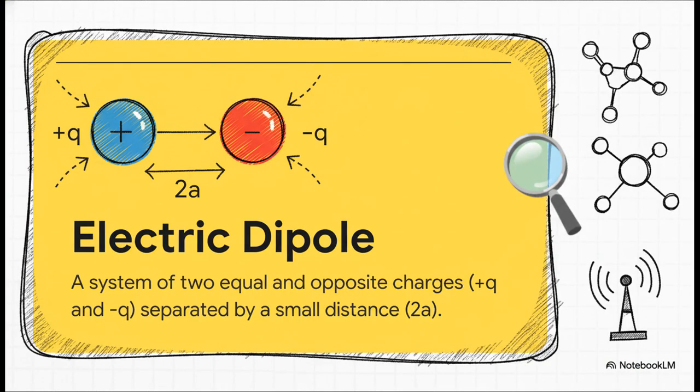It's actually super simple. It's just a pair of charges. One is positive, one is negative, but they have the exact same strength, or magnitude, which we call Q. And they're separated by a teeny tiny distance, which we label 2a. That's it. It's a fundamental setup you see all over the place, from molecules in chemistry to how antennas work.